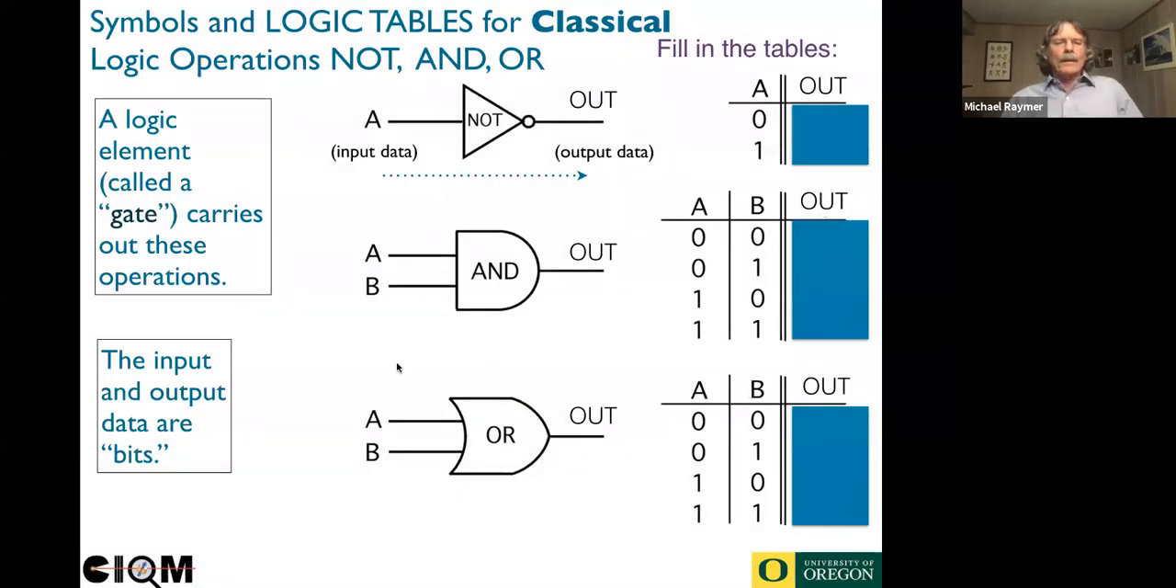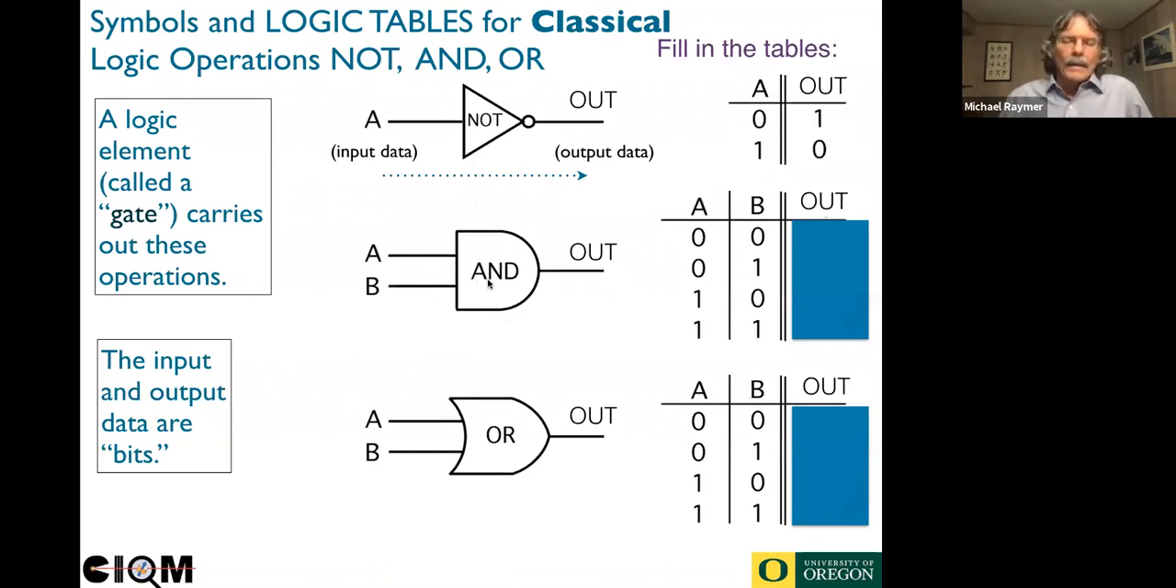Now let's go back to classical digital computers again. So most of you are probably somewhat familiar with the idea of classical logic gates, they're called. They're logic operations, and they're implemented by semiconductor electronics, you know, transistors. And there's a NOT operation, which takes any input A and just negates it to make the output. And here's the logic table, the truth table. 0 goes to 1, 1 goes to 0.